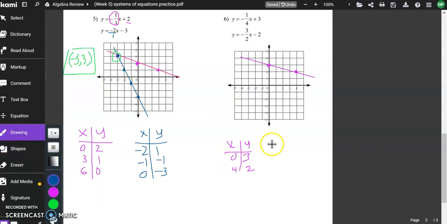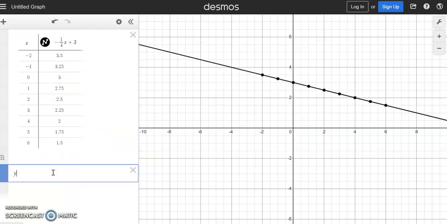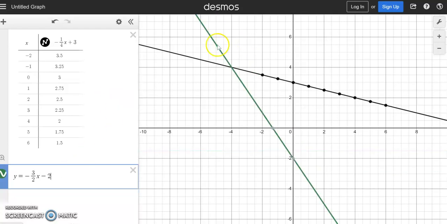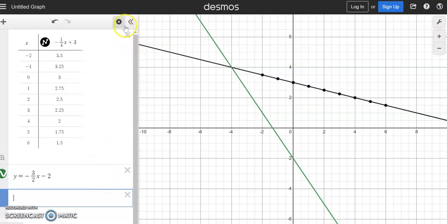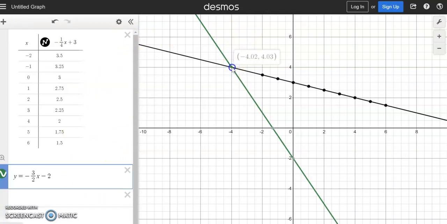Just got to do the same thing for line number 2 now. Got my x, got my y. This one is negative 3 over 2, x minus 2. So y equals negative 3 over 2, x minus 2. And we are going to go ahead, graph that thing, make ourselves a table, and again, I can already see where these things are going to intersect at negative 4, 4. Desmos is really nice about just giving us answers.